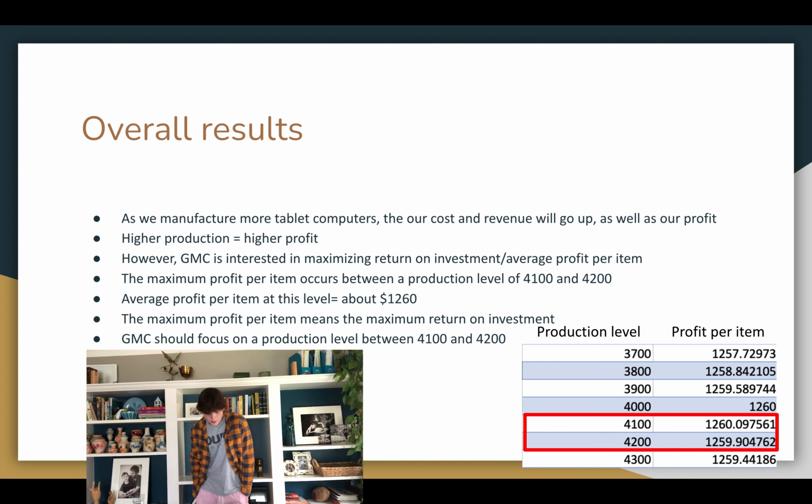So as we have found out, and as you can see on this little table in the bottom right hand corner, a maximum profit per item occurs between 4,100 and 4,200. Around this range, we are sitting at around $1,260 for our average profit per item. Essentially, we're selling each computer for $2,000 and we're making $1,260 in profit. So ideally GMC should be focusing on a production level between 4,100 and 4,200 if they are trying to maximize their profit per item.